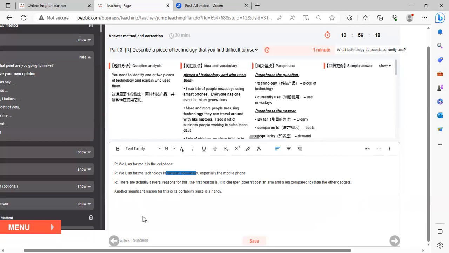I don't have any idea, ma'am. Okay, let's move to the example then.